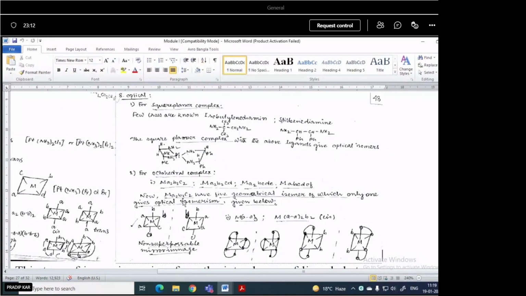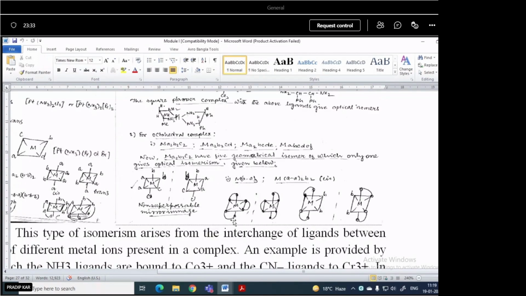Ma2B2C2, here is the structure. These have 5 geometrical isomers. However, only one is optically active. This is the structure. In case of Ma3, the optical activity shows in this form, the cis form. And in case of Ma2B2, the cis form also shows optical activity.